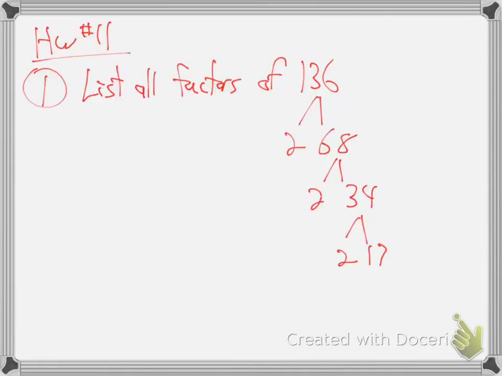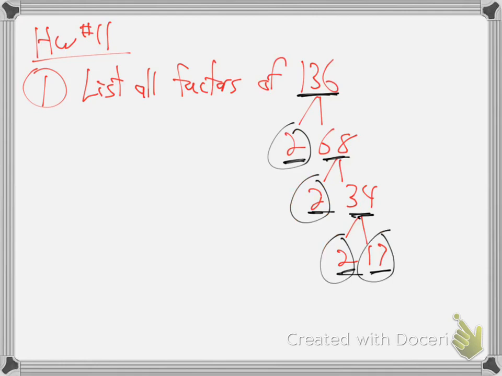So there it is. I broke down, this is homework number 11. I'm breaking down the 136. It's 2 times 68, 2 times 34, 2 times 17. So we have a 2, a 2, a 2, and a 17 are the ends of the trees, the leaves. 2 cubed times 17. Those are the primes, the building blocks of the 136. So they're what make the 136.